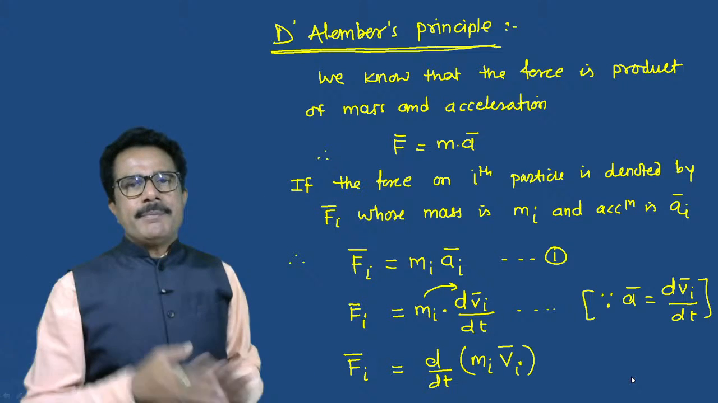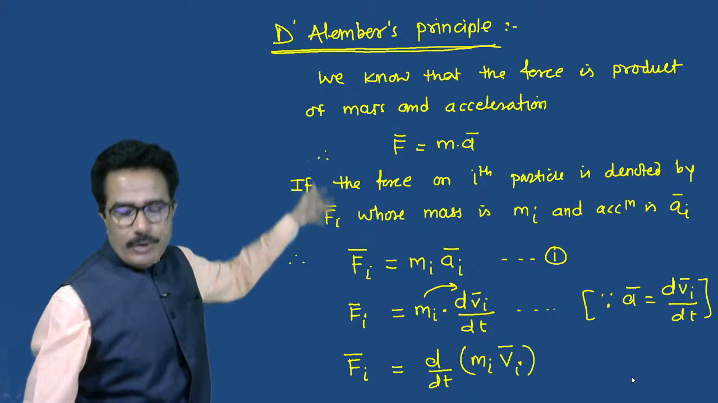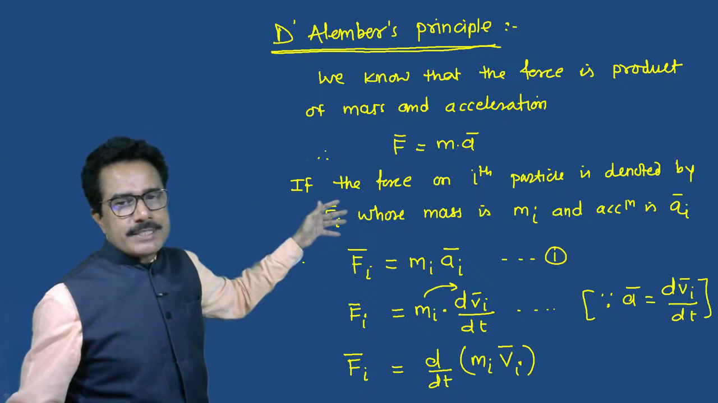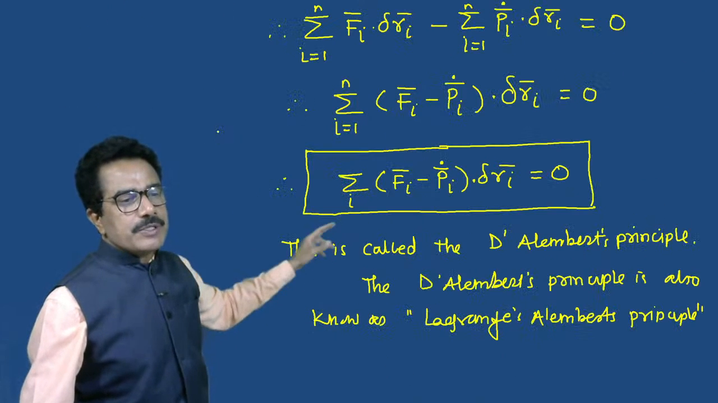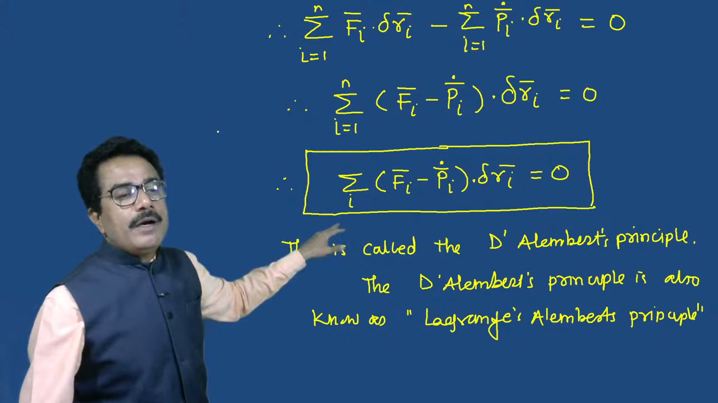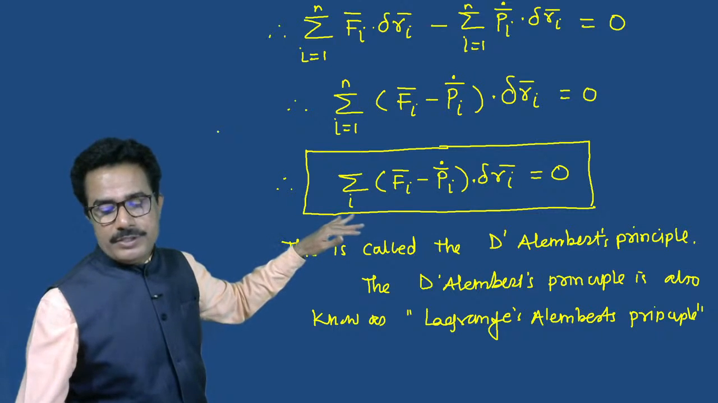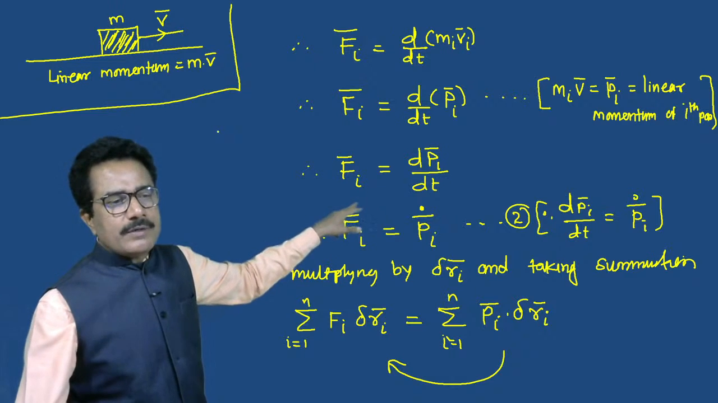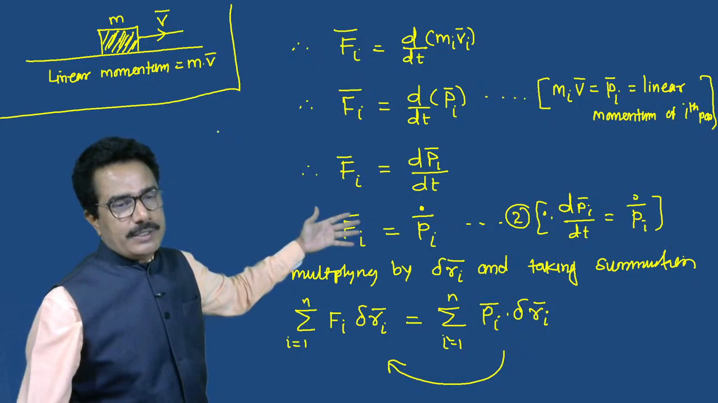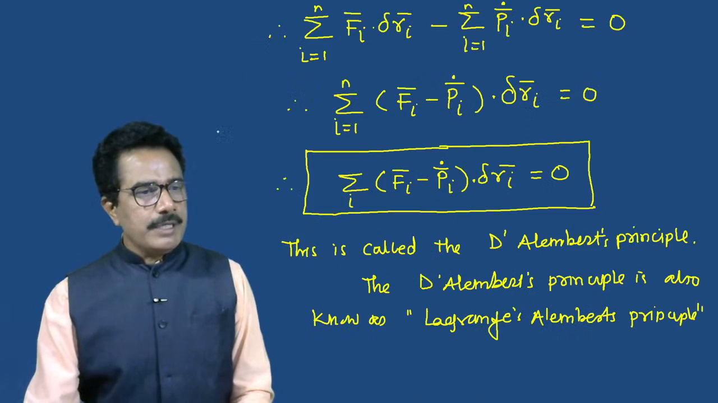If the question says state and prove D'Alembert's principle, you have to write this proof. Did everyone understand this proof? This is the proof of D'Alembert's principle. Summation over i of Fi minus Pi bar dot into delta Ri is equal to 0, or we can write Fi bar equals Pi bar dot. This is called D'Alembert's principle. So I shall write the statement of D'Alembert's principle.